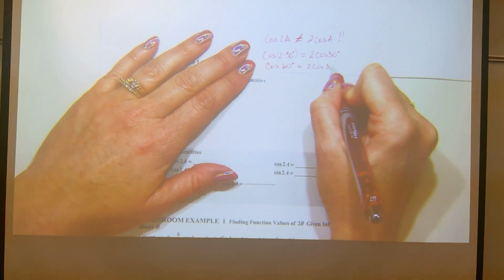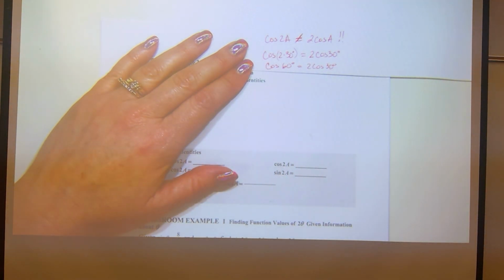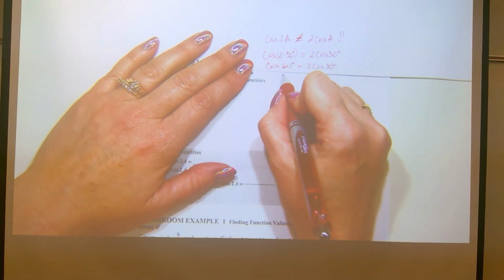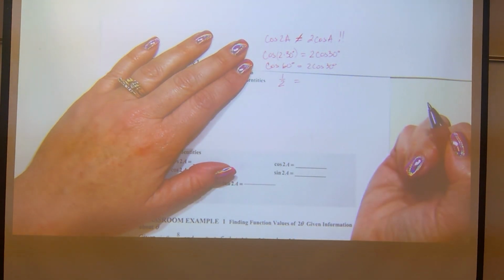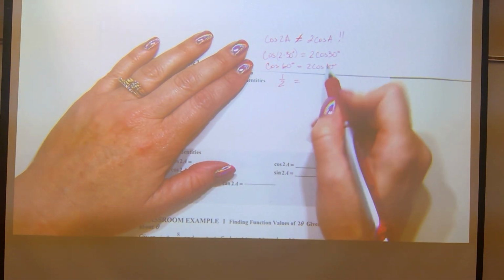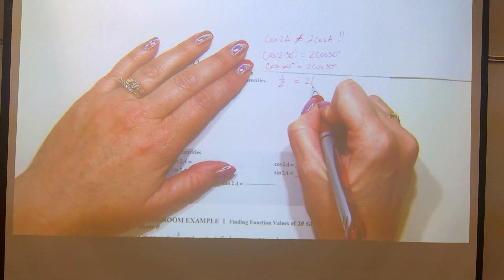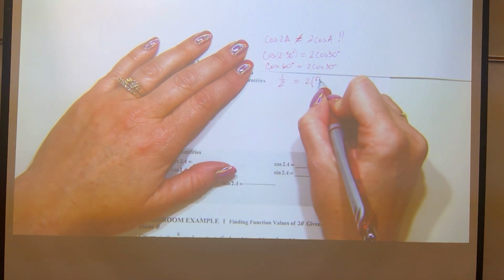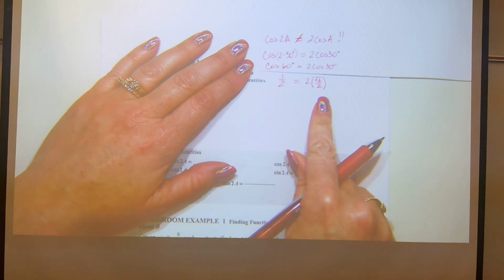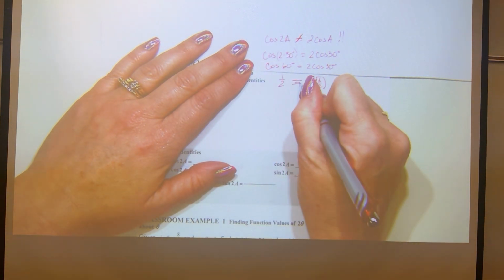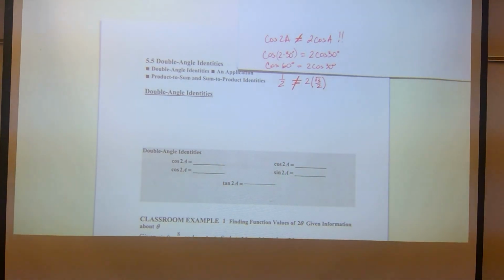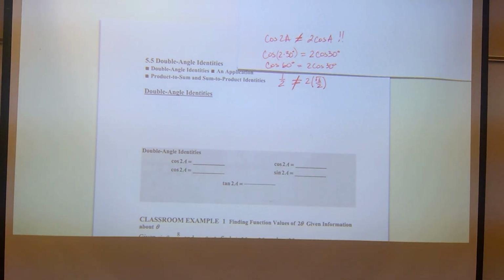So let's see if this works. What's the cosine of 60 degrees? Cosine of 60 degrees, if you look at your unit circle, is 1/2. What is the cosine of 30 degrees? Cosine of 30 degrees is square root 3 over 2. When I multiply square root 3 over 2 by 2, I do not get 1/2. I get square root 3. So the cosine of a double angle, I can't just say 2 times the cosine of the angle. It does not work that way.